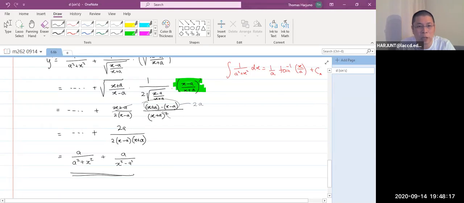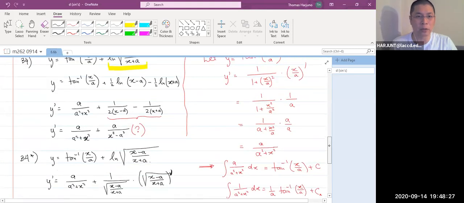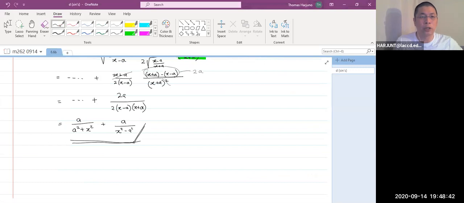But what happened is this method is a lot harder to do because we didn't simplify the natural log first. It'll be nicer if you can simplify that first. You see, it becomes a lot easier. Now that's for this part. How about the antiderivative or the integral?